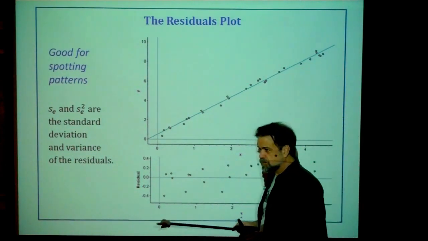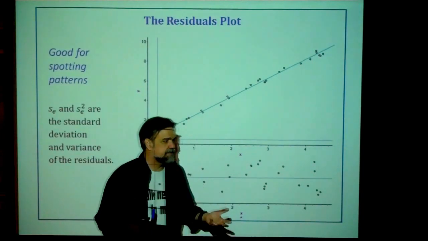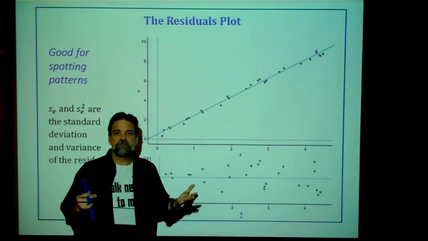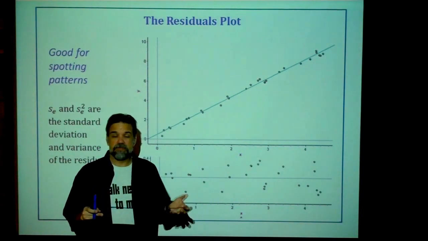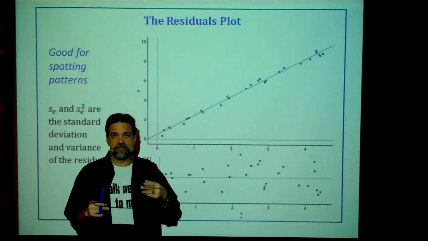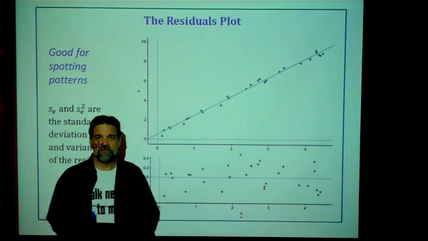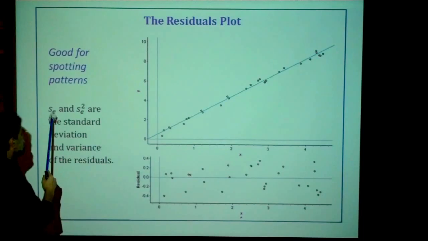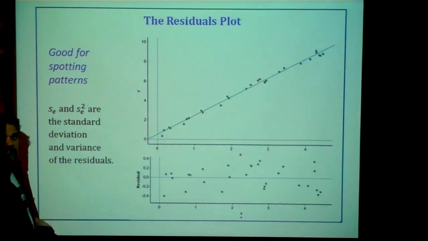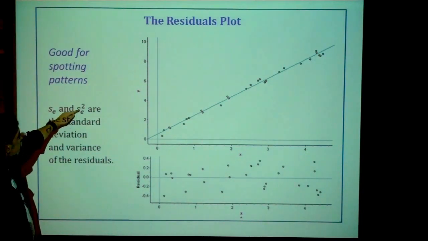Now, what if I want to get some sort of idea of how big my residuals are? Well, I guess I could take the mean of the residuals, but the problem with that is that the mean is always 0. So it doesn't really tell me anything. So instead of looking at the mean, what I look at are the standard deviation and the variance of the residuals, which we call SE and SE squared.